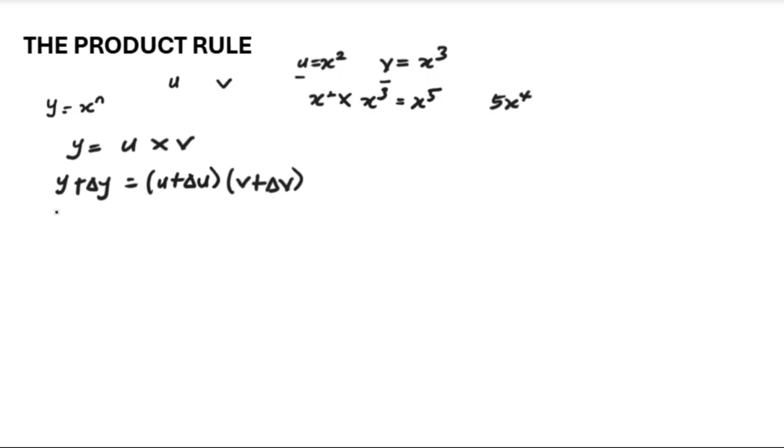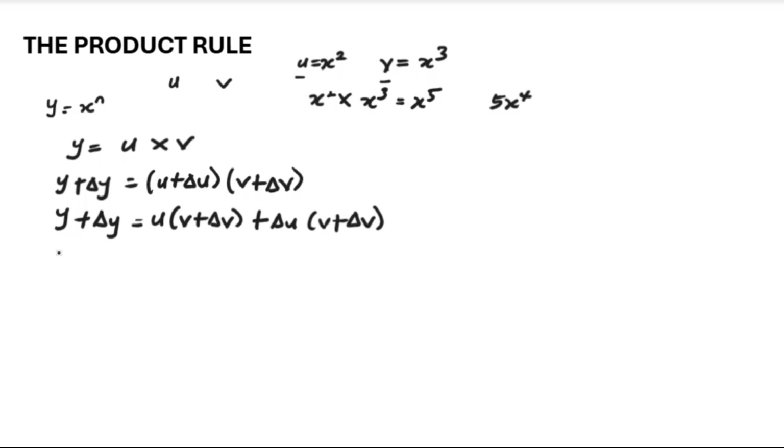Now let's open the brackets. This is y plus delta y will give us u into v plus delta v, plus delta u into v plus delta v. So basically what we did here is that we use u to multiply everything we have here first. Then we use delta u also to multiply everything that we have here.